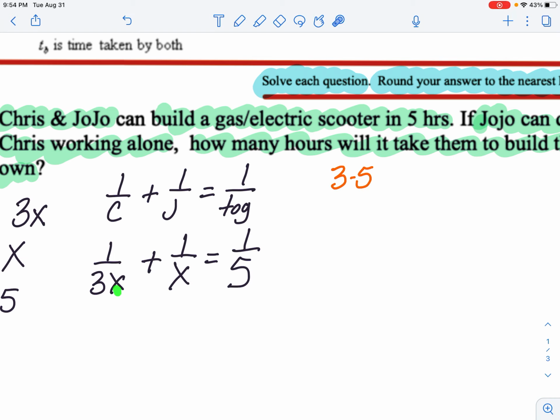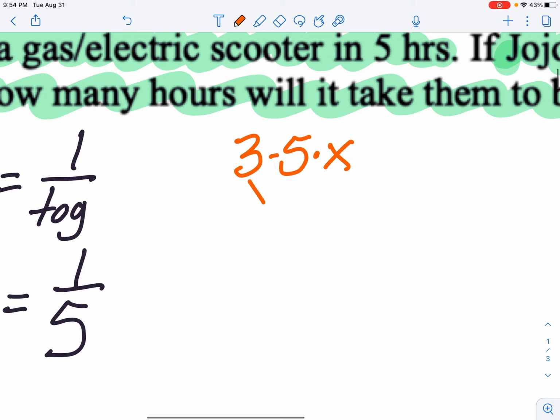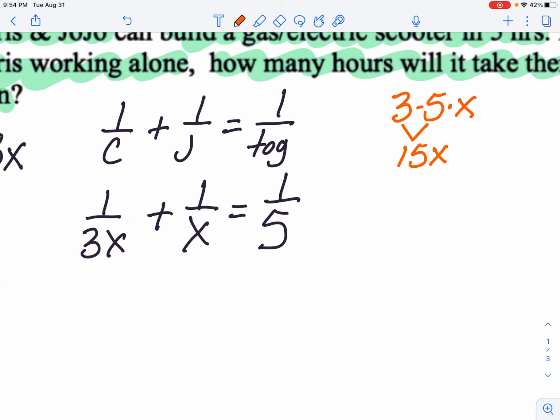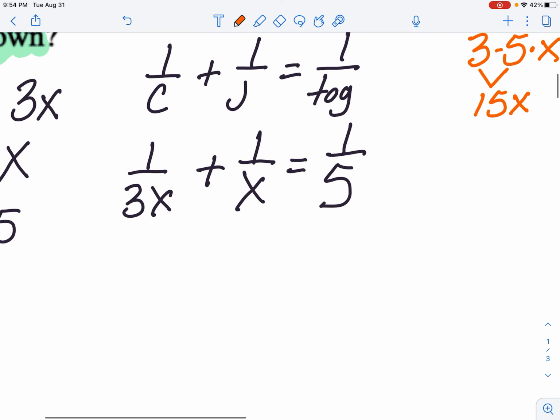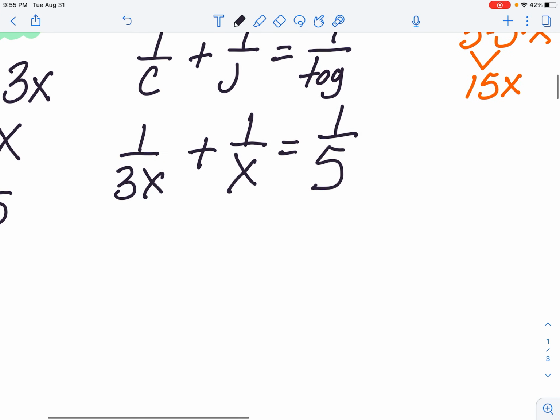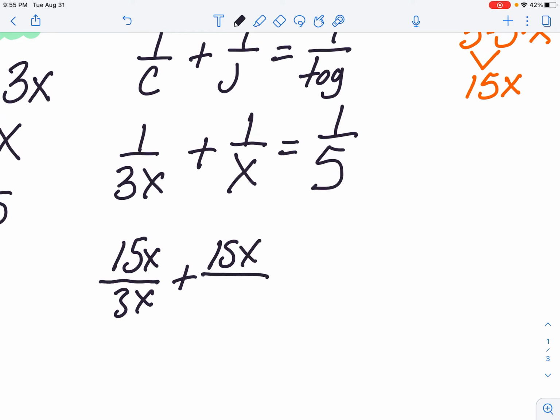But I know what you're thinking, Mister, what about this x and this x? We don't need to include both x's. We can just do one x, just like this. So 3 times 5 is 15, and we bring down our x. So 15x, this is what's going to go on the numerator of each fraction, right? So we're going to say 15x over 3x plus 15x over x equals 15x over 5. Just like that.